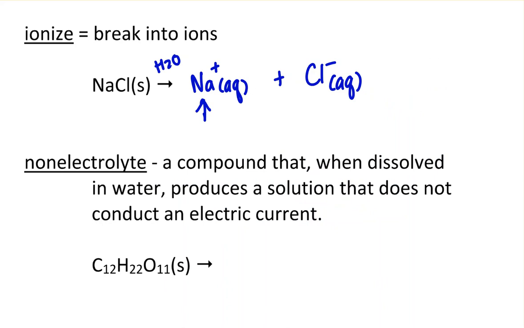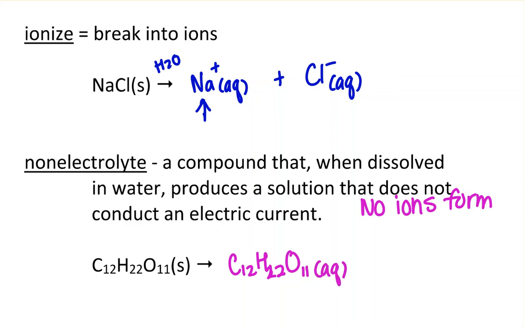A non-electrolyte is something that, when it dissolves in water, does not produce ions, and that's the key. No ions form when it's dissolved in water. This is like sucrose, maybe. It could be different sugars actually, but we'll say it's sucrose. When we put it in water, so it's aq, it's dissolved, but there are no ions there, so it's a non-electrolyte.